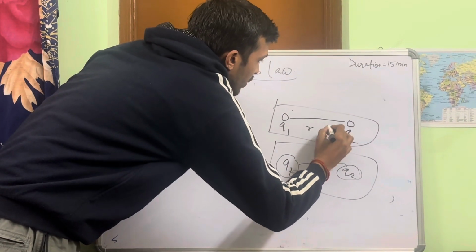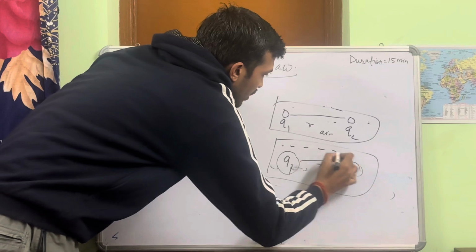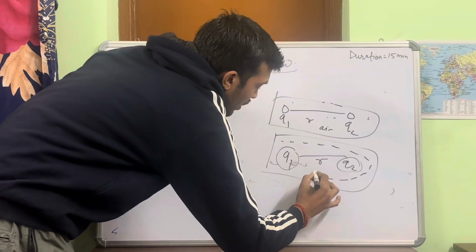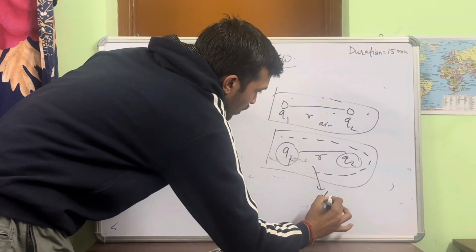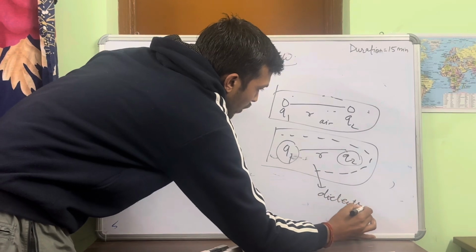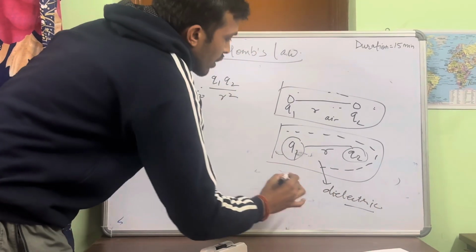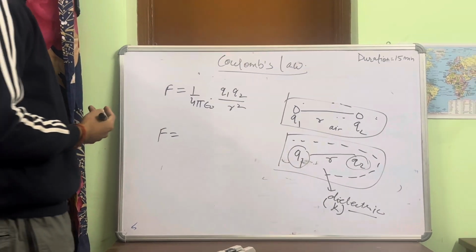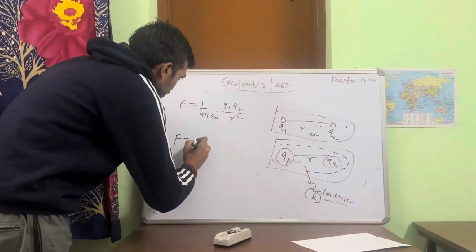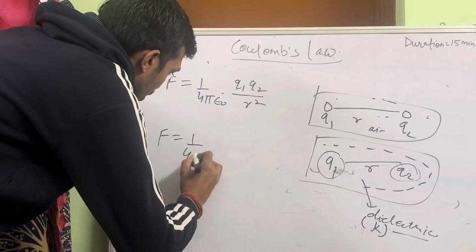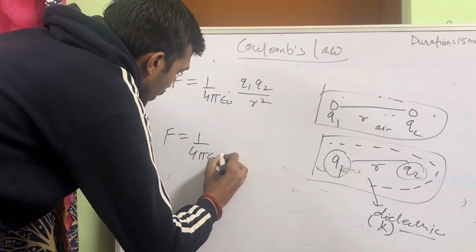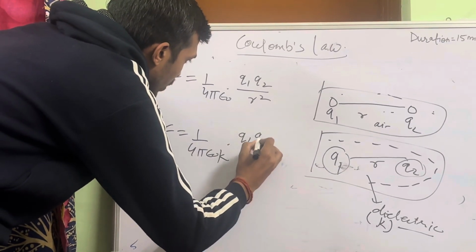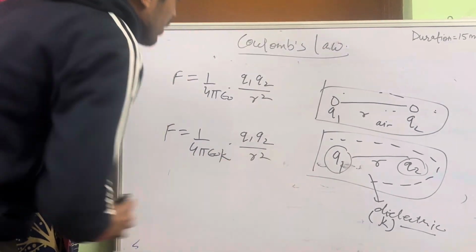In the first case the medium is air, and here it is some dielectric medium having dielectric constant K. So the force is given by the formula K Q1 Q2 upon r square.